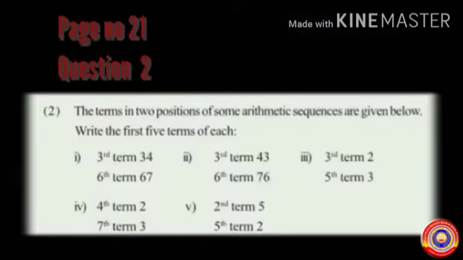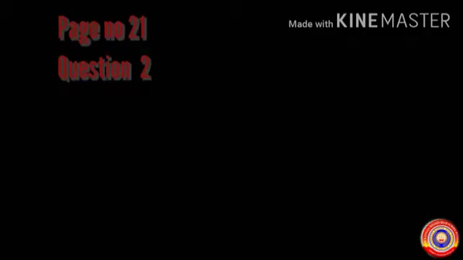In the last class we discussed about the first question. Let's move to the second question. The terms in two positions of some arithmetic sequences are given below. Write the first 5 terms of each.